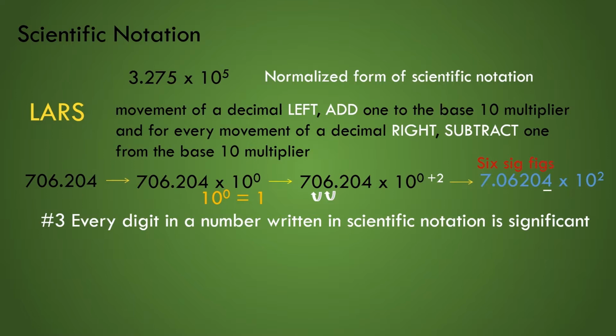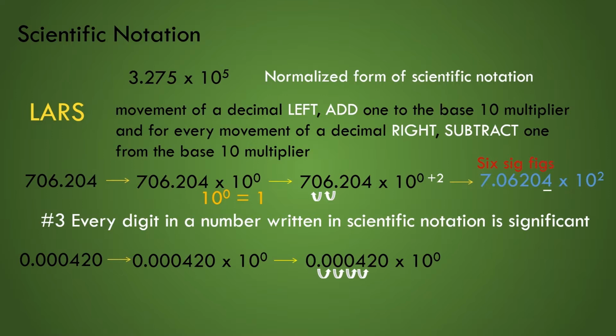In writing the scientific notation for a value like 0.000420, we're required to move the decimal to the right 4 decimal places and subtract 4 from the 0 exponent, giving us the final value 4.20 times 10 to the minus 4th power.